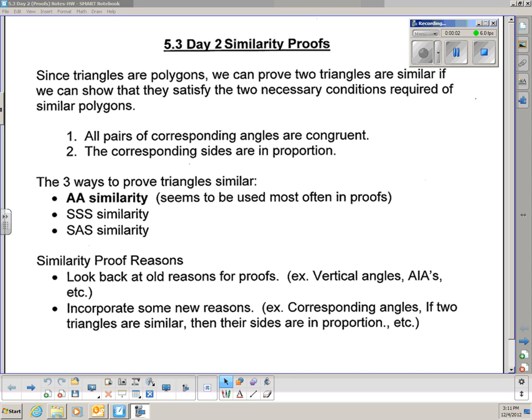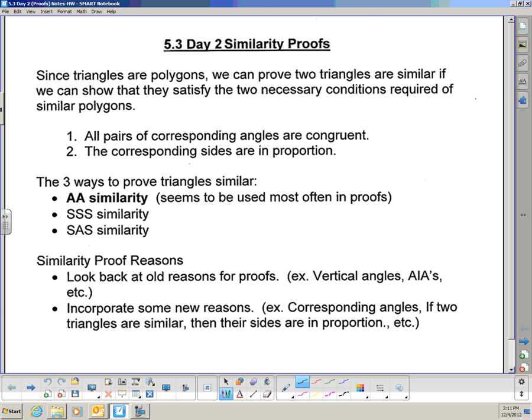So today's lesson is just going to be dealing with similarity proofs. Since triangles are polygons, we can prove two triangles similar if we can show that they satisfy the two necessary conditions required of similar polygons. Those conditions are that all pairs of corresponding angles are congruent, and that the corresponding sides are in proportion.